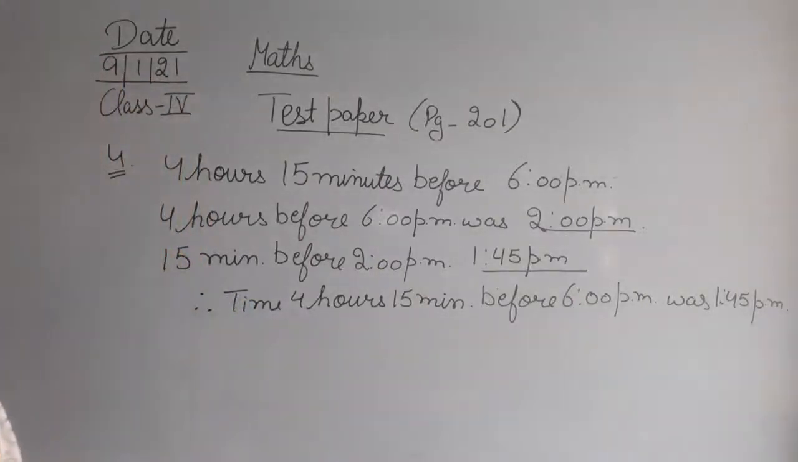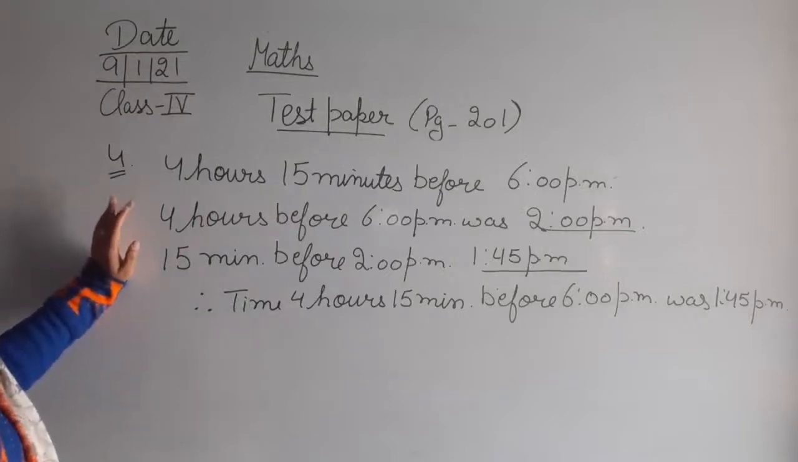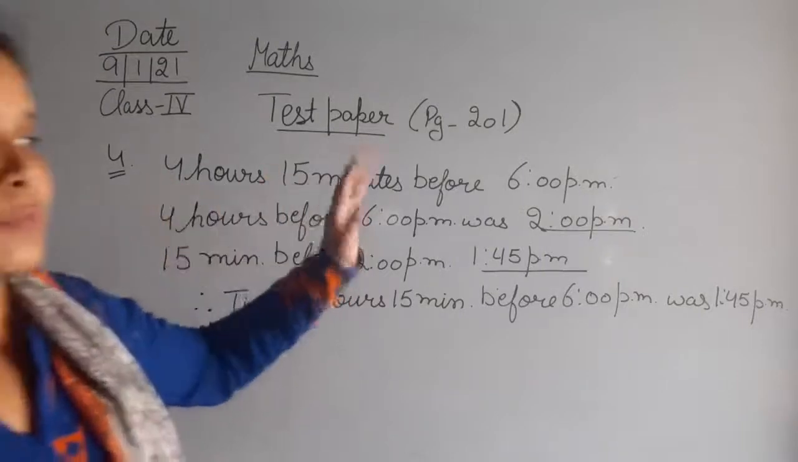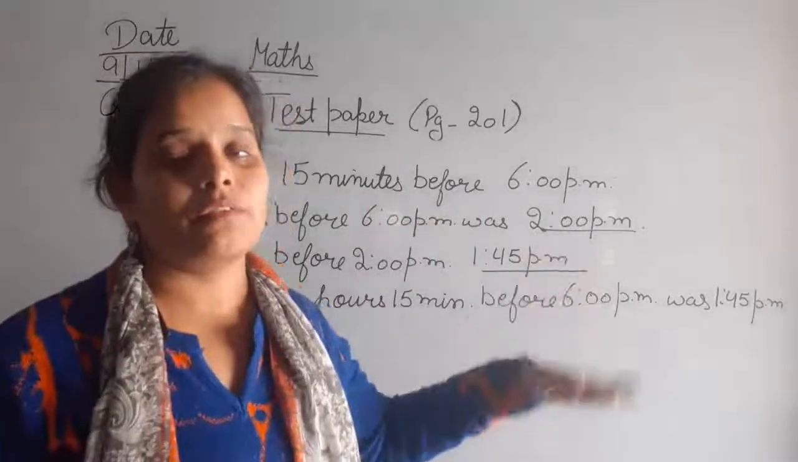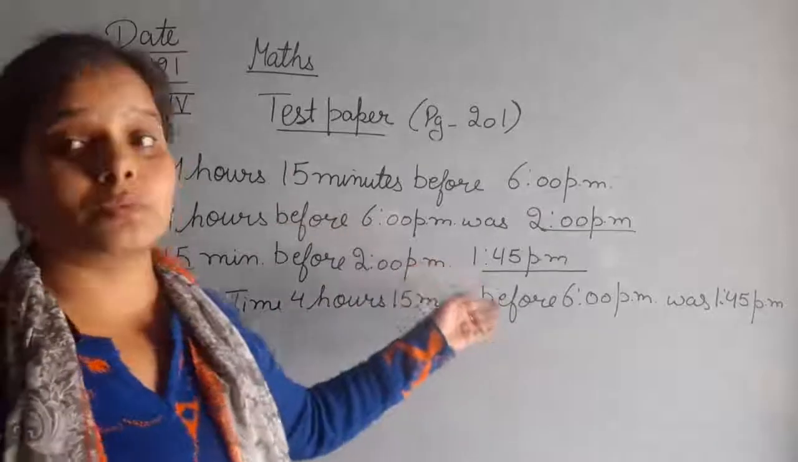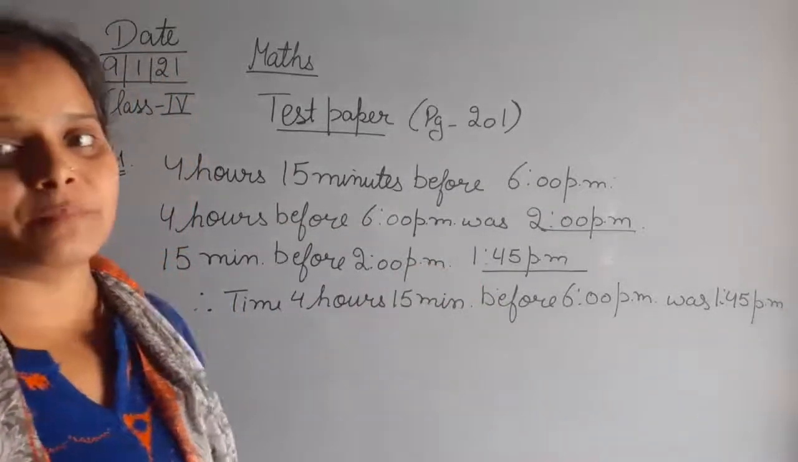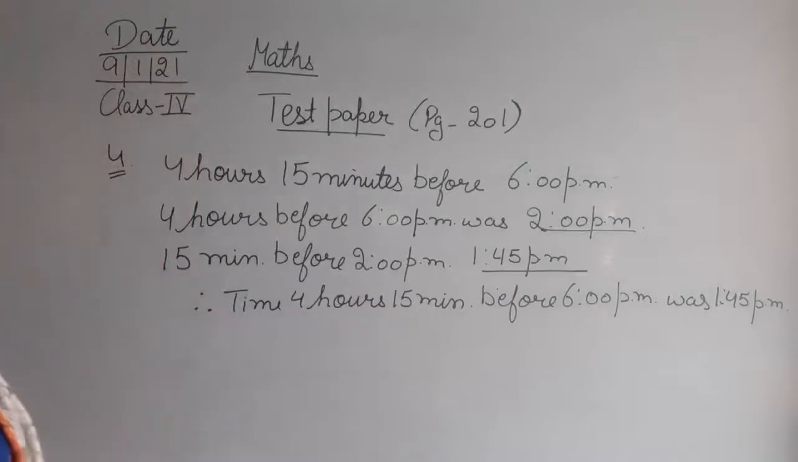Okay, so we have to calculate 4 hours 15 minutes before 6 PM. तो पहले हम 4 hours पीछे गए, then we move for 15 minutes. So 4 hours 15 minutes before 6 PM was 1:45 PM. Okay, so this is the solution of question number 4. You can just pause your videos here and note it down in your notebooks.